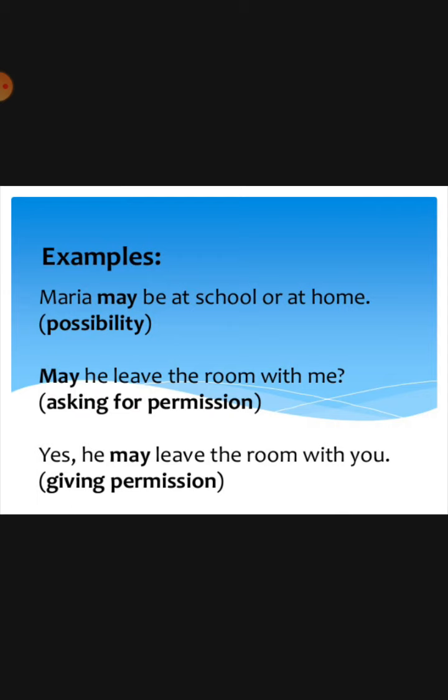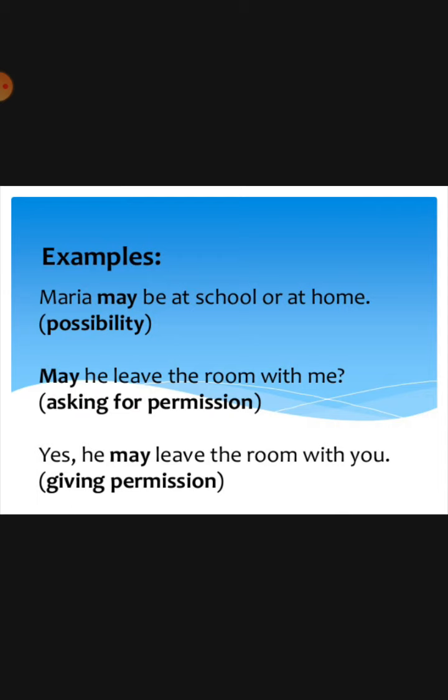Now see how it can be. Suppose Maria may be at school or at home. It means you are not sure where she is. You are just telling the possibility. When you saw in the sky that it was cloudy, after seeing that you said, oh, it may rain. It means there is a possibility. So whenever you are just telling the possibility, especially in future, then we use may.